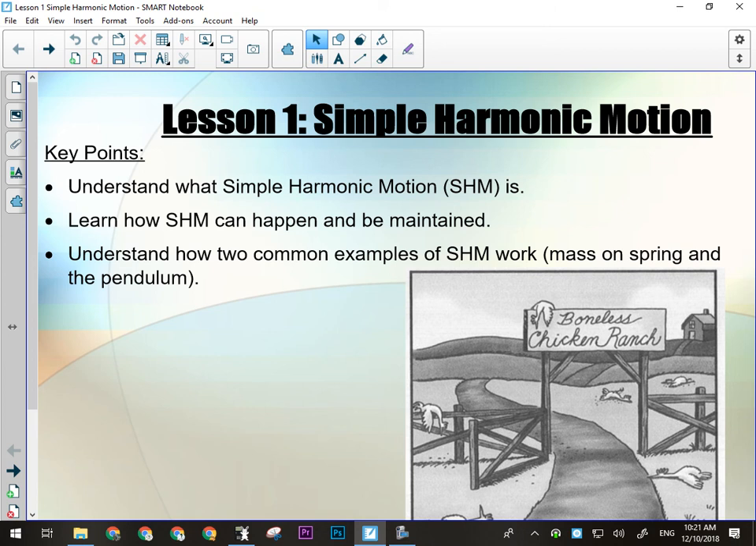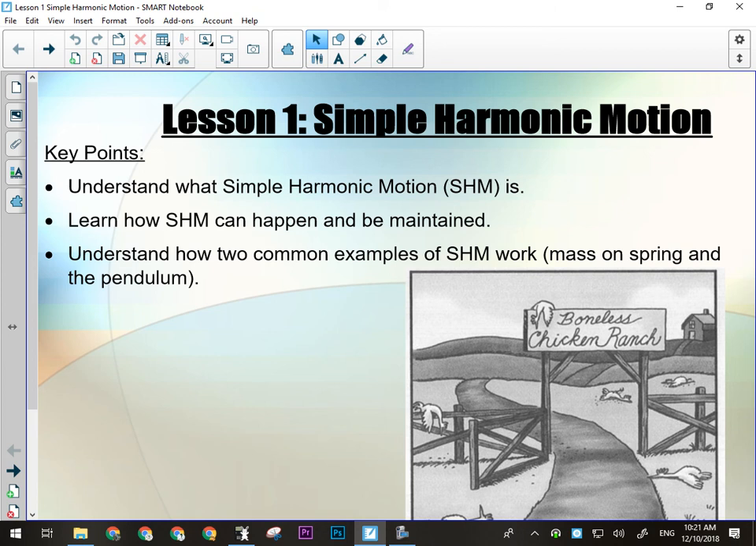All right, so key points for today. Understand what simple harmonic motion is. It's any movement that can repeat itself over and over because of a restoring force. Okay, how can it happen and be maintained? Well, first off, something has to be disturbed in the system. There has to be work done. And then the restoring force has to continue to try to restore equilibrium.